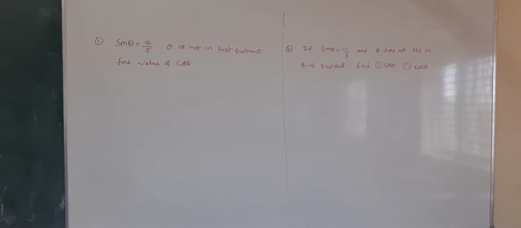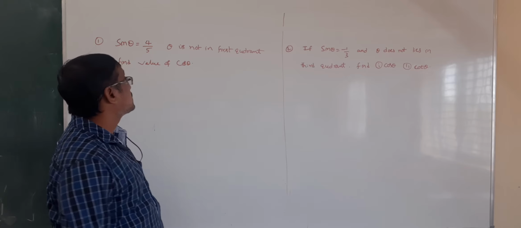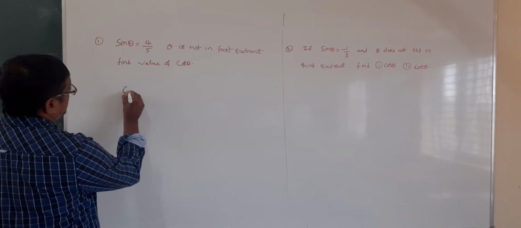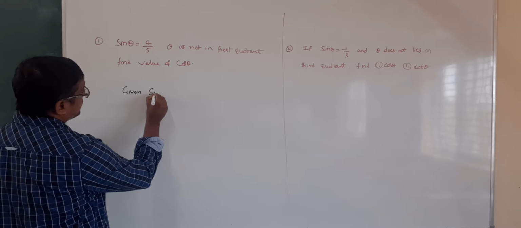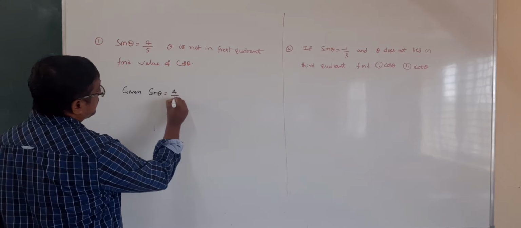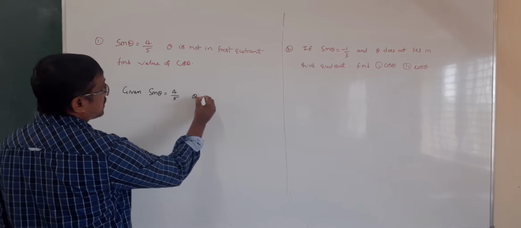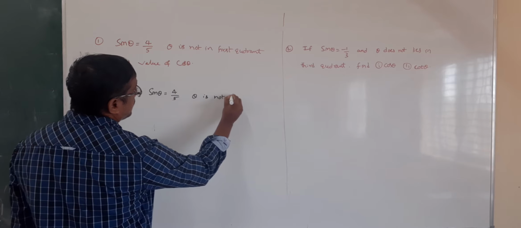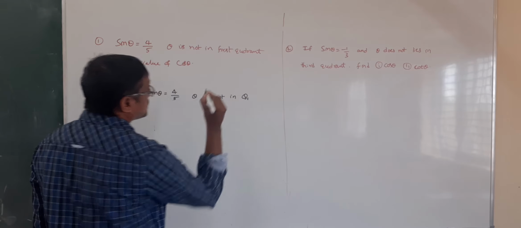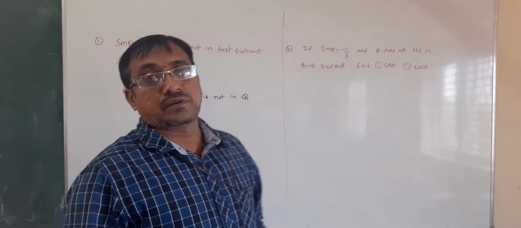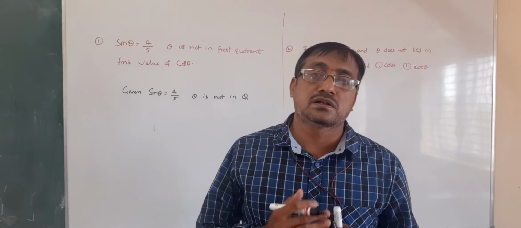Next problem. Sin theta is equal to 4 by 5 and theta is not in the first quadrant. So theta is not in quadrant 1, the first quadrant. Now you have to remember the quadrants.